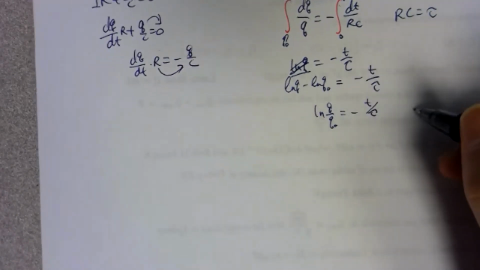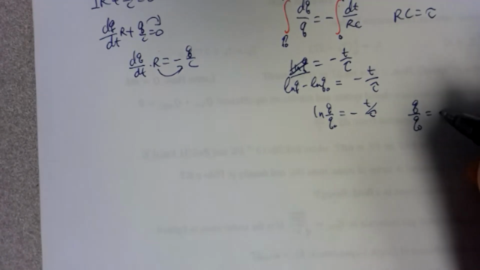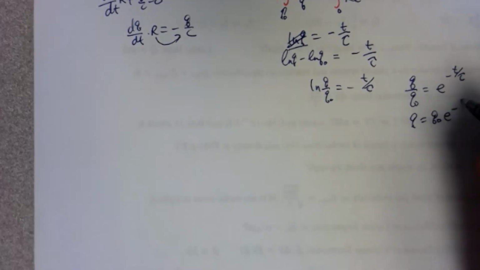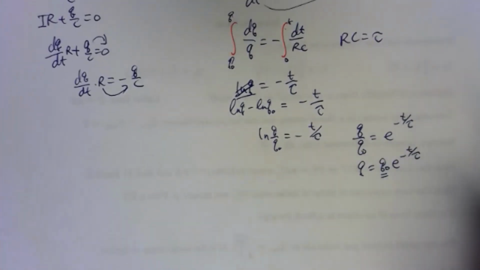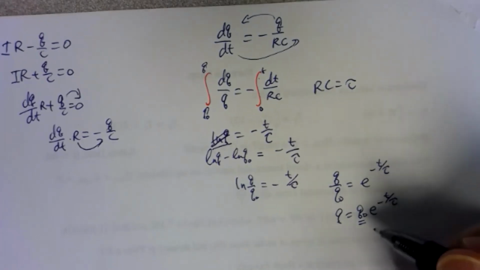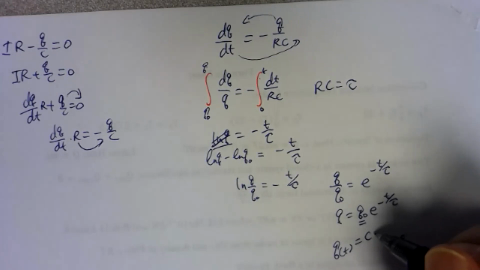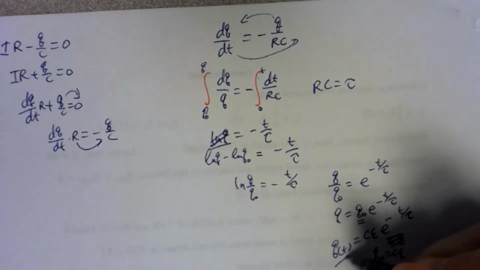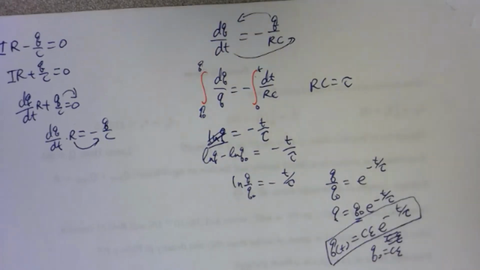Get rid of the logarithm, so then Q over Q0 equals the exponent of minus t over tau. Q then equals Q0 times e to the minus t over tau. And Q0 should be the charge when the capacitor is fully charged, so that will be equal to C times epsilon. So Q as a function of t is equal to C times epsilon times e to the minus t over tau. So that's the result, as shown on the PowerPoint slide.